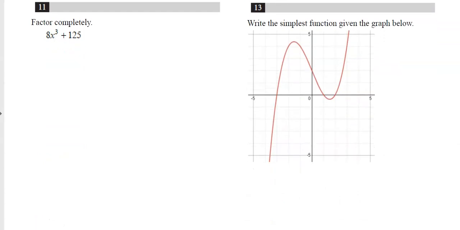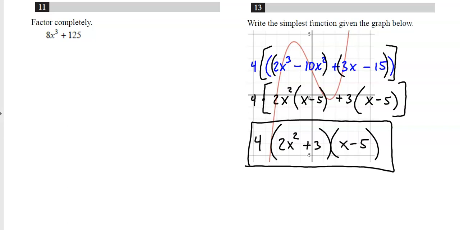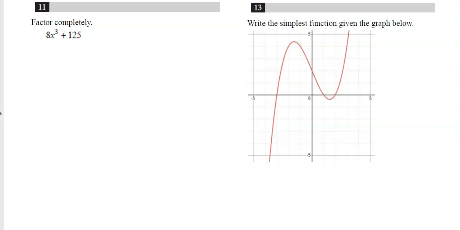All right, number 11, factor completely. Well, this is the sum of cubes. So you have to go back in your notes if you don't have this memorized and look at the chart. The chart says that if you want to factor a cubed plus b cubed, it's going to be a plus b, and then a squared minus ab plus b squared. All right, so this is the sum of 2 cubes.